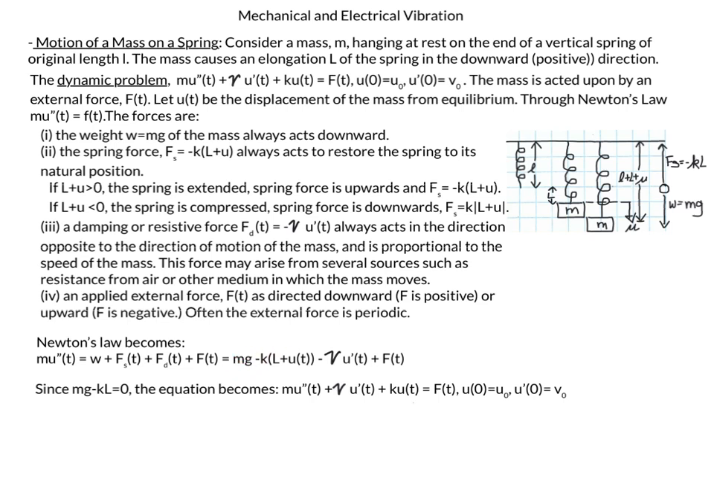Our equation becomes m u double prime, that's this part over here. Moving this over, we get plus gamma u prime of t, and then we have this k times u of t. Moving it over to this side of the equation, we get plus k u of t equals our external force. And then we can also have initial values.